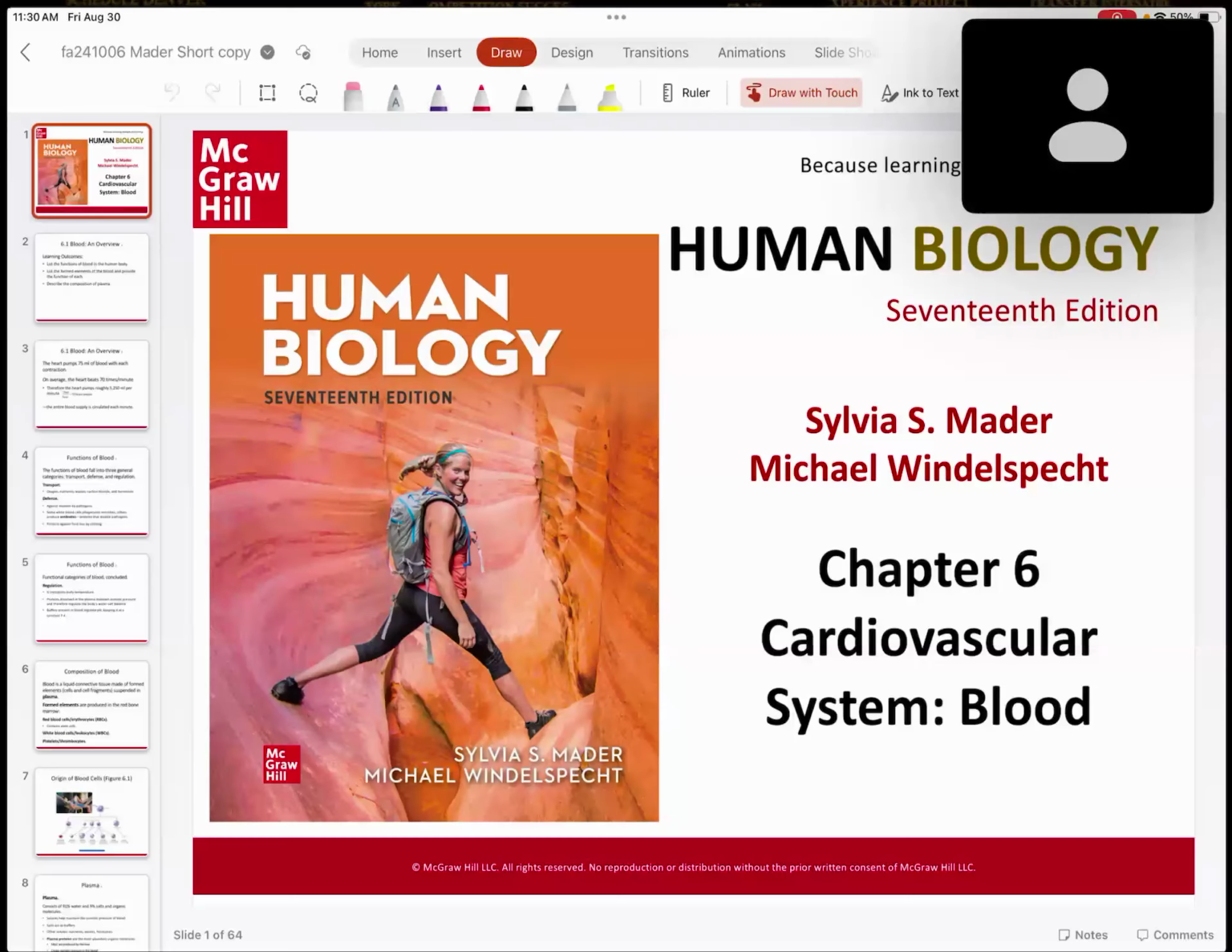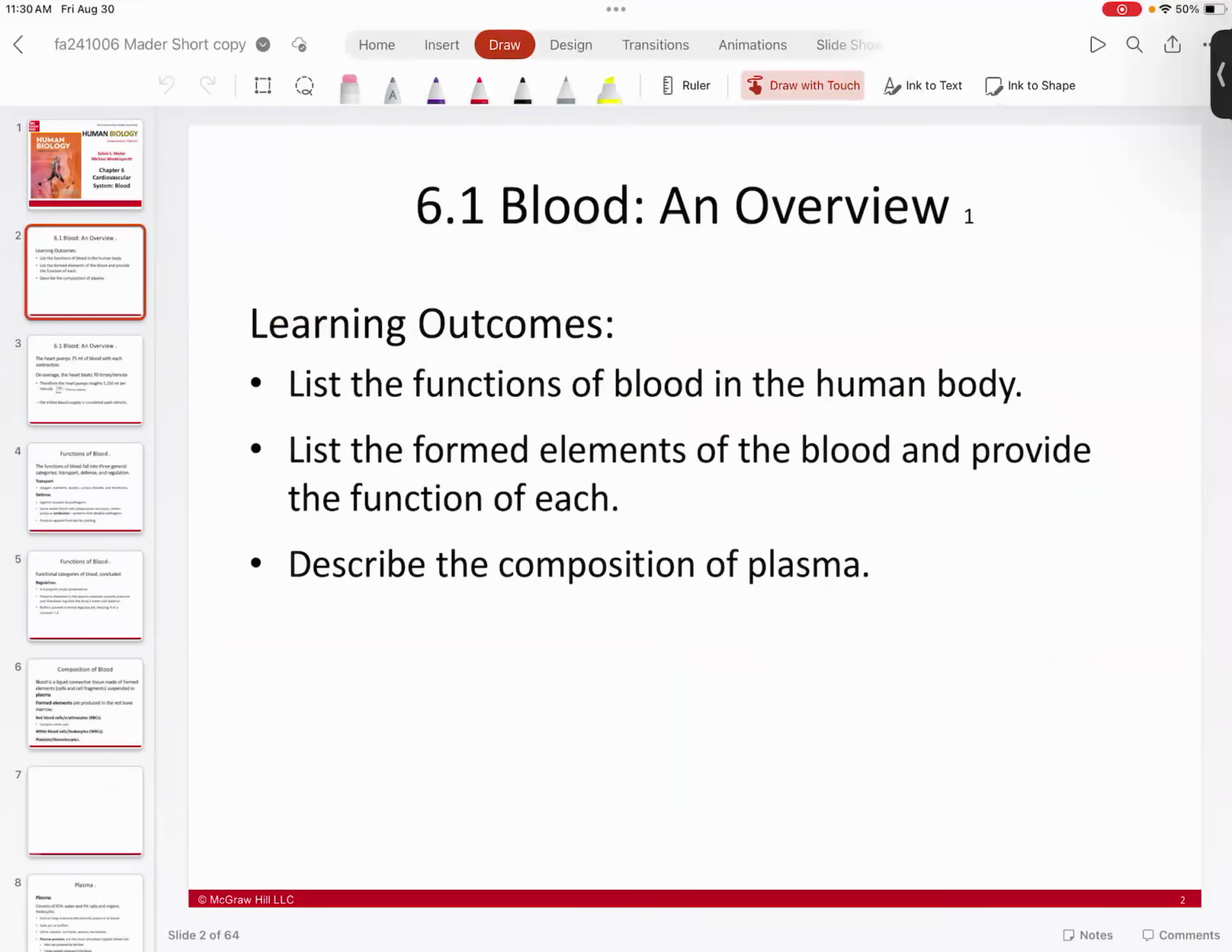Okay, so this is chapter 6. We're going to be taking a look at the cardiovascular system, focusing in on blood.